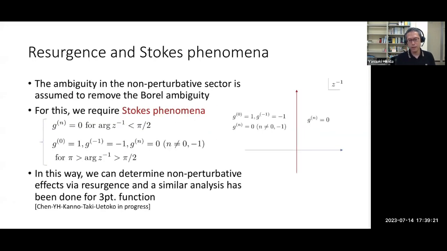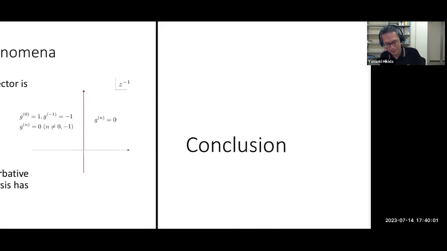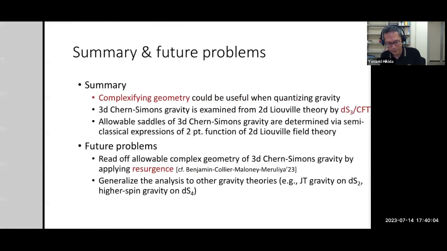So in this way, we can determine the non-perturbative part from perturbative information, and the same kind of argument can be made for the three-point function as well. But now we actually know the exact form for the two-point and three-point functions. So actually I didn't have anything new in this analysis. I just rewrote the known result in a different way. Now we are going to get some new results by applying this kind of procedure. This is what we are doing right now.